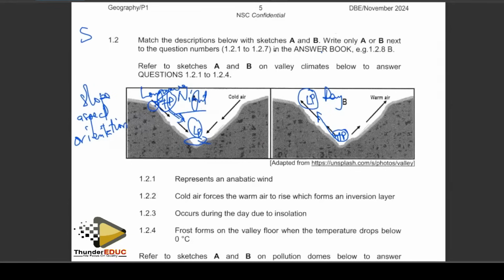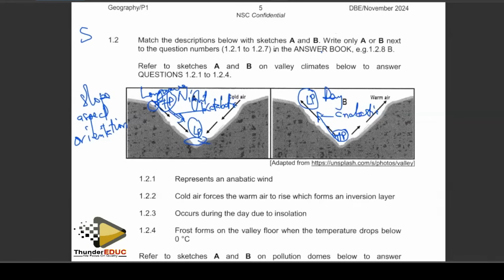And this is typical of what we call the katabatic wind. And this is what we call the anabatic wind. So you don't need to confuse those two. Anabatic wind is an upslope wind, which is a typical wind experienced during the day. Then a katabatic is a downslope wind, which is typically experienced during the night.